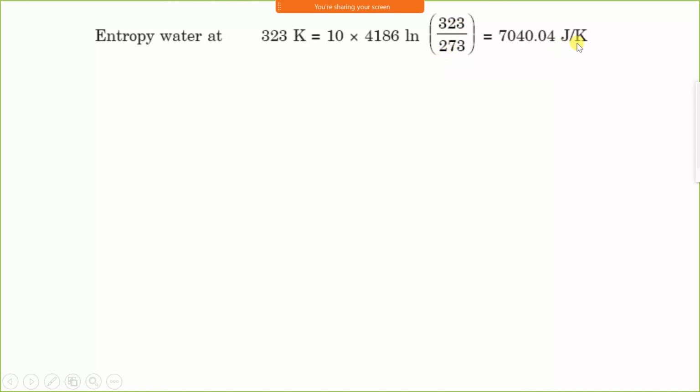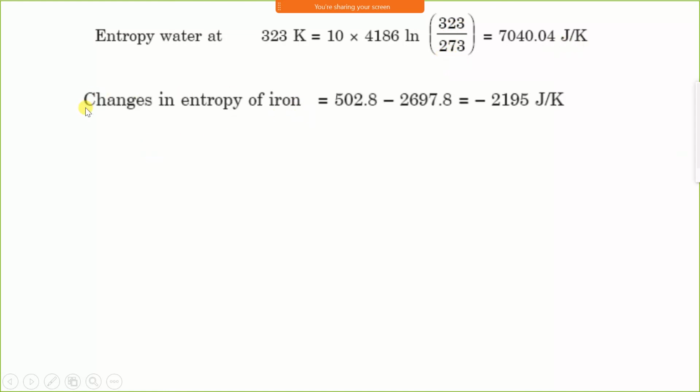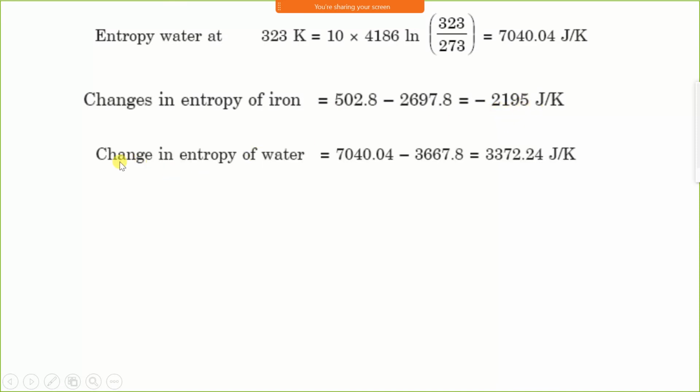Now change in entropy of iron. That is entropy after heat transfer minus entropy before heat transfer. After heat transfer, entropy of iron is 502.8. Before heat transfer it was 2697.8. Therefore, change in entropy of iron is minus 2195 joule per Kelvin.